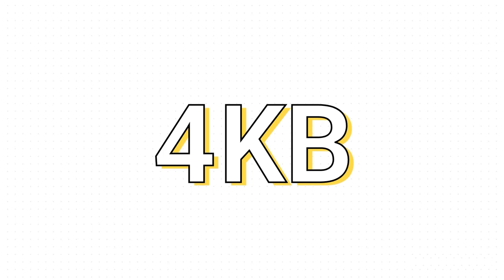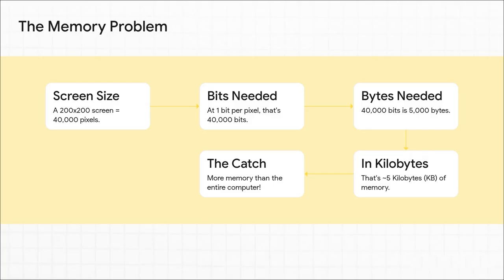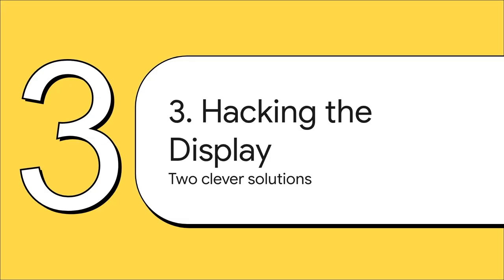This tiny amount of memory created a huge, huge bottleneck. The math here, wow, it just tells the whole story. Let's say you had a tiny 200 by 200 pixel screen. That's 40,000 pixels. To store a simple black and white image, you'd need 5 kilobytes of memory. But wait, as we just saw, the entire computer only had 4 kilobytes. The image you wanted to draw literally required more memory than the computer's entire brain. It was impossible. So if you can't possibly afford to remember every single pixel, what do you do?